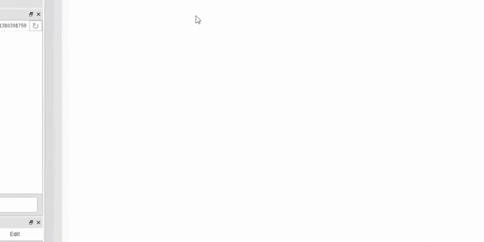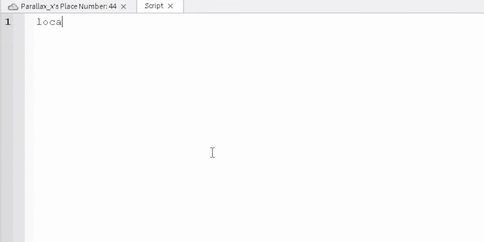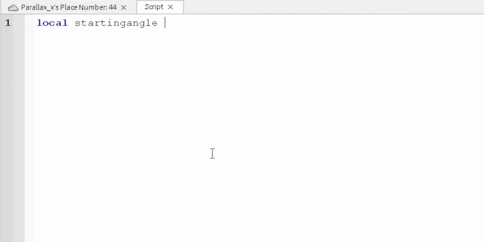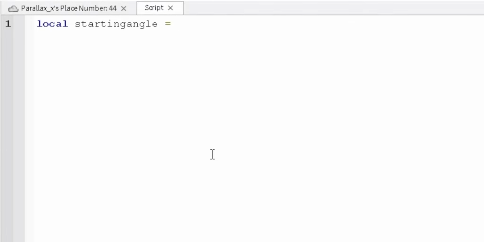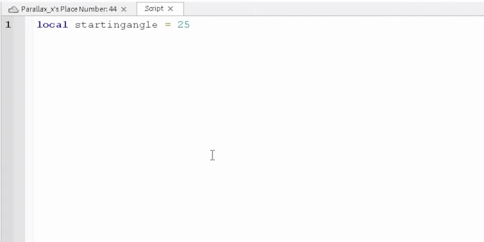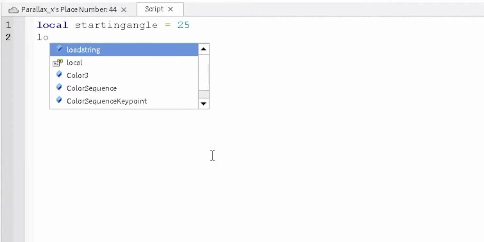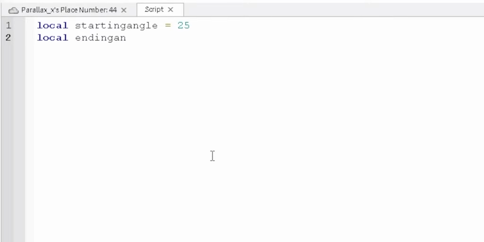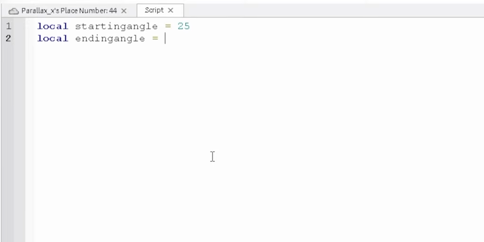So if we go here, first we're going to make two variables, one for the starting angle. Local starting angle equals whatever you want, a number between like 1 and 360. I'm just going to put 25. Okay, and then we need to make one for the ending angle. Let's just do 186. I don't know, these are just random numbers, you can put them as anything.